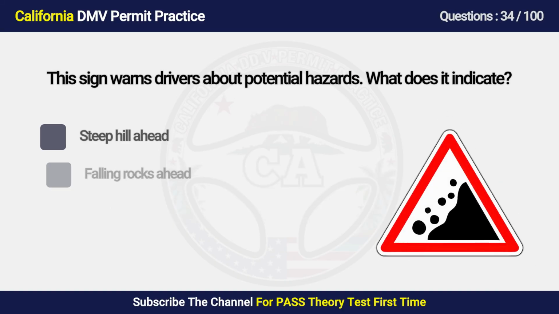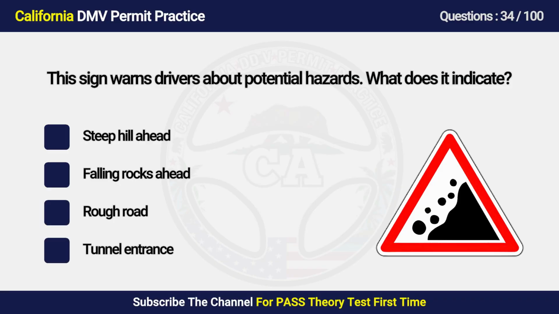Question 34. This sign warns drivers about potential hazards. What does it indicate? A. Steep hill ahead. B. Falling rocks ahead. C. Rough road. D. Tunnel entrance.